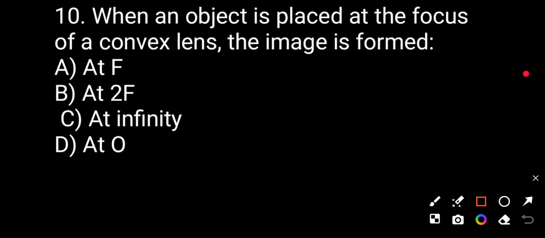Question number 10. When an object is placed at the focus of a convex lens, the image is formed. Option A, at F, B, at 2F, C, at infinity, option D, at 2F. The correct answer will be C, at infinity.